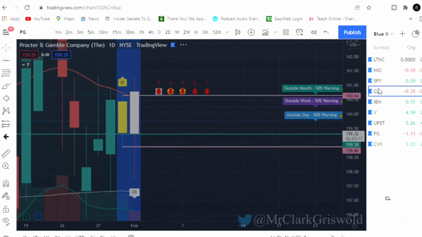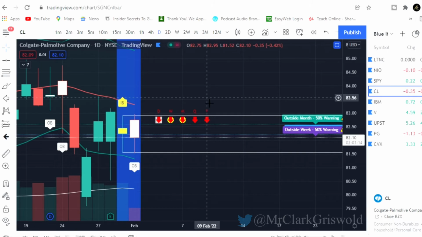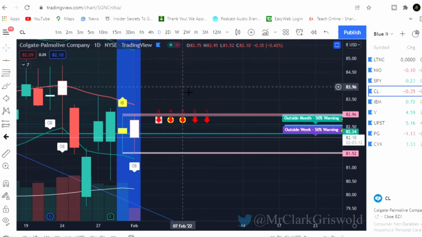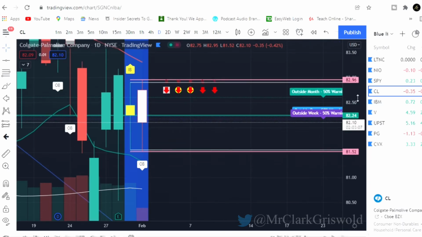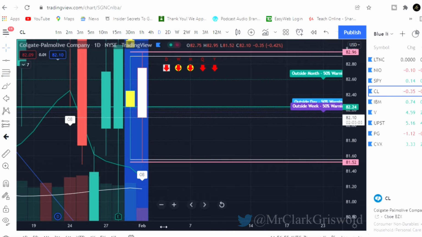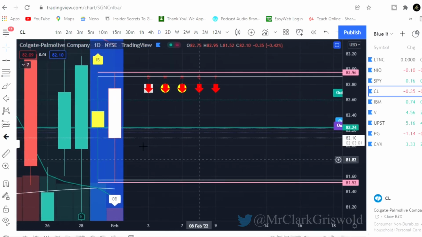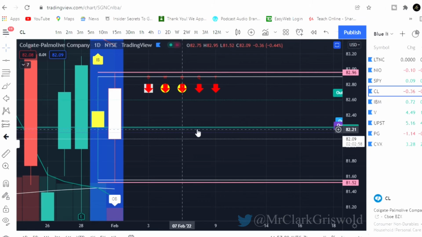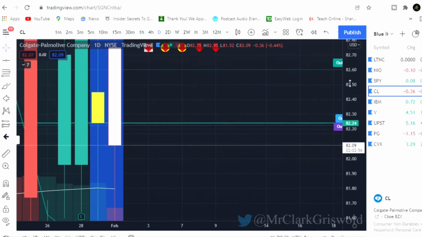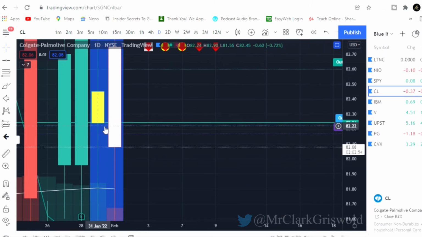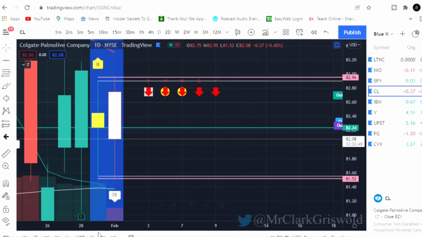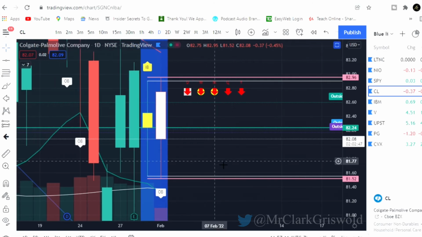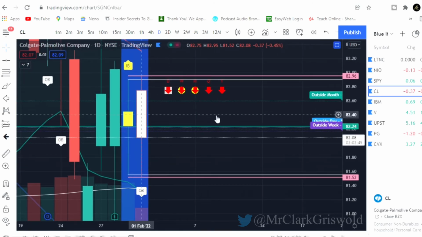The other one, I didn't call it out on Twitter, but it was one that I was watching because it was on my list, was CL, Colgate. Outside bar again, okay? So how did we know? I know for the most part that I can see that we're crossing the 50% threshold. But here, this blue line is telling us right here that we're at the 50% threshold, okay? And we're at that marker that could push us to the outside bar.